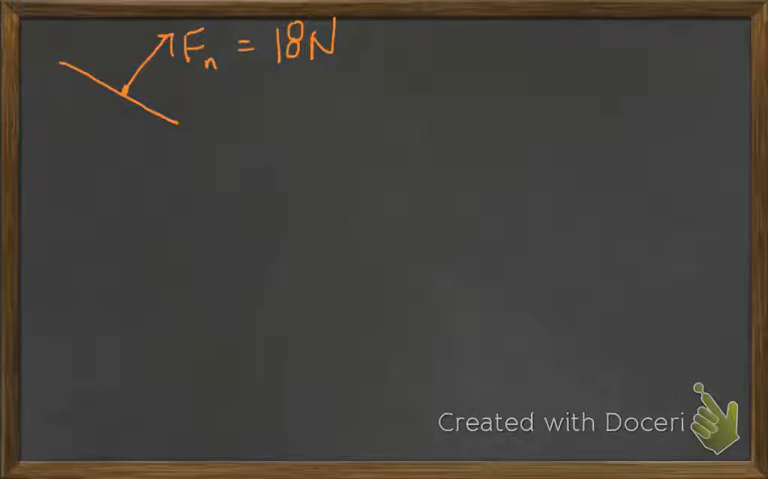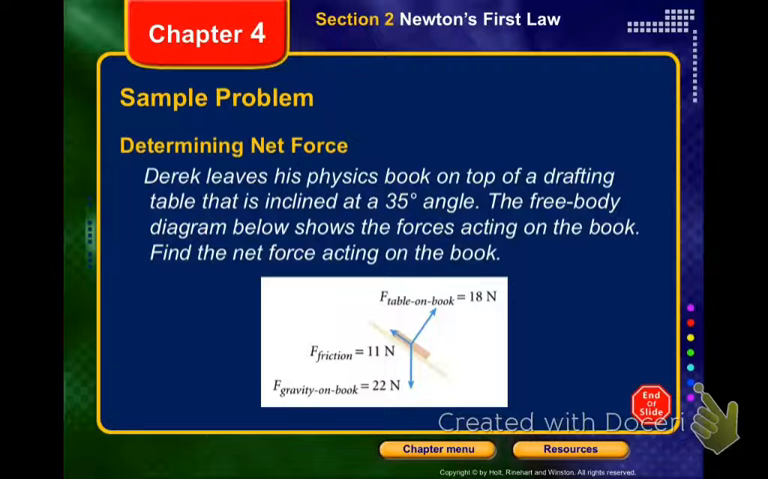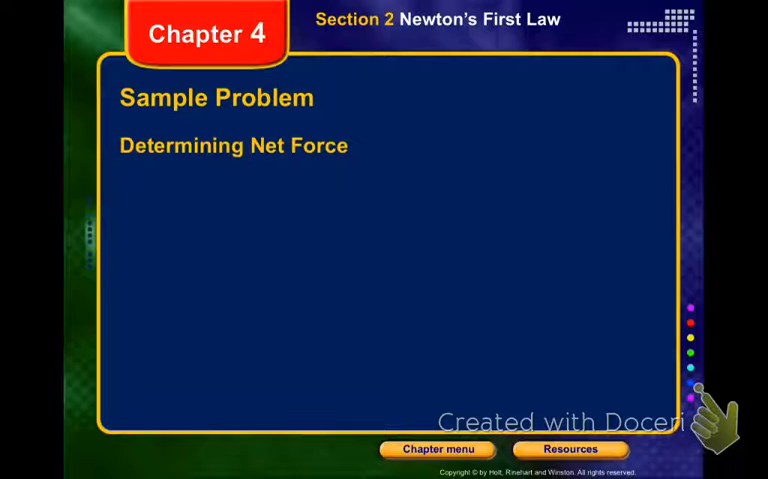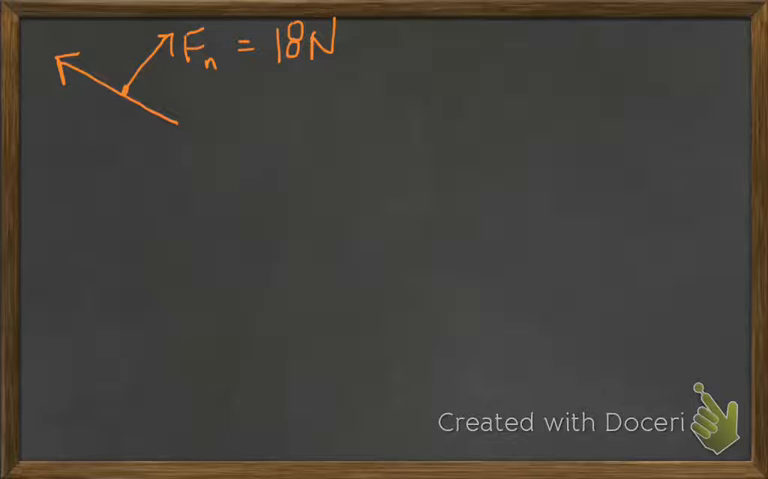We had the force of friction. I'm going to go ahead and draw it. Force due to friction. And they gave it as 11 newtons. And then the force due to gravity, which is moving straight down, force due to gravity is 22 newtons.